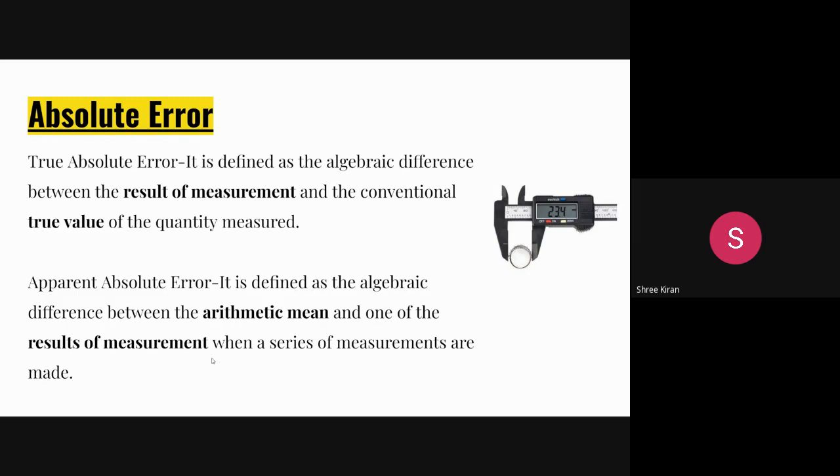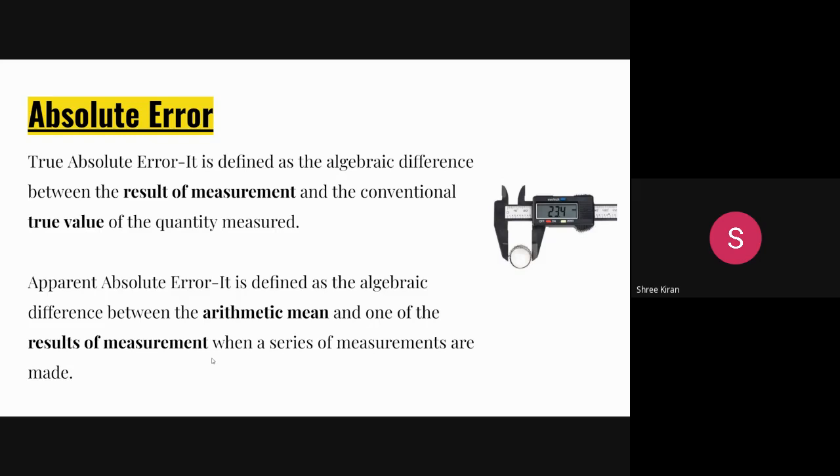It is defined as the algebraic difference between the result of measurement and the conventional true value of the quantity measured. In the case of true absolute error, it is defined as the algebraic difference between the result of measurement and the conventional true value of the quantity measured. That's what happens in the case of absolute error.